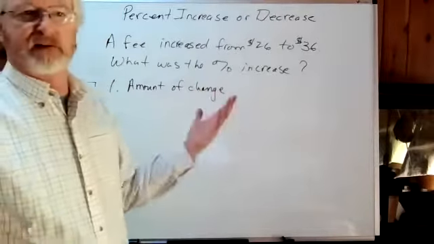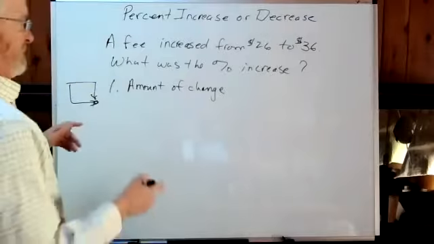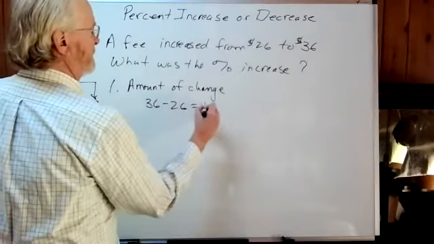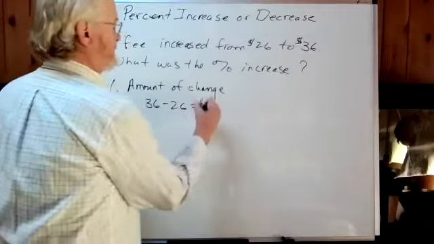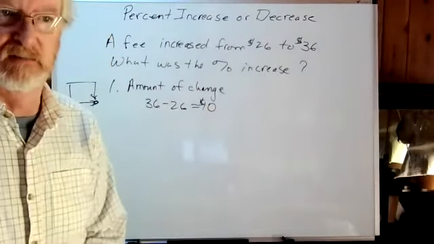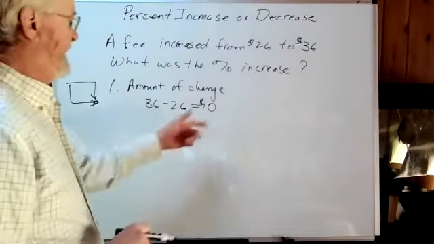That's a subtraction, it's just a difference. Take the big number minus the small number. The amount of change was $10. That's the number I'm going to use now. It's this 10.